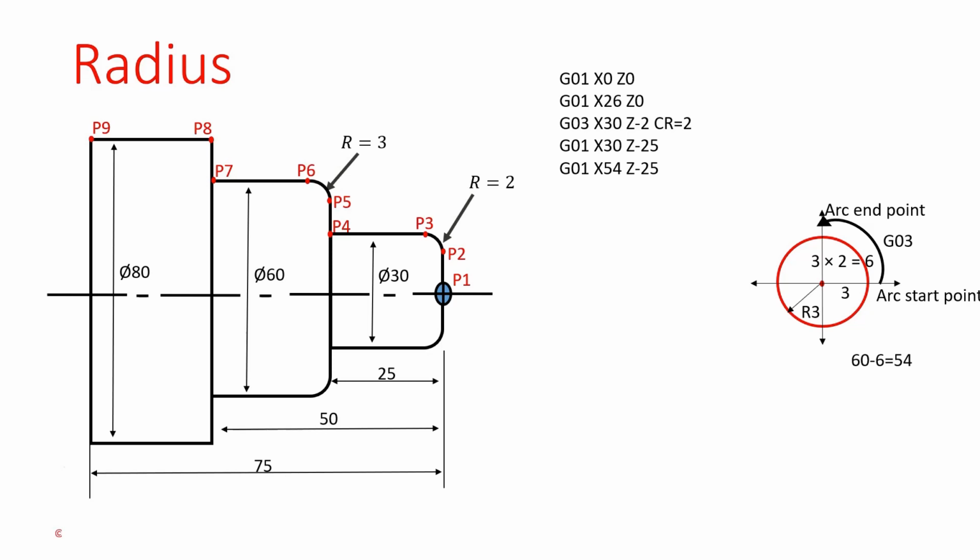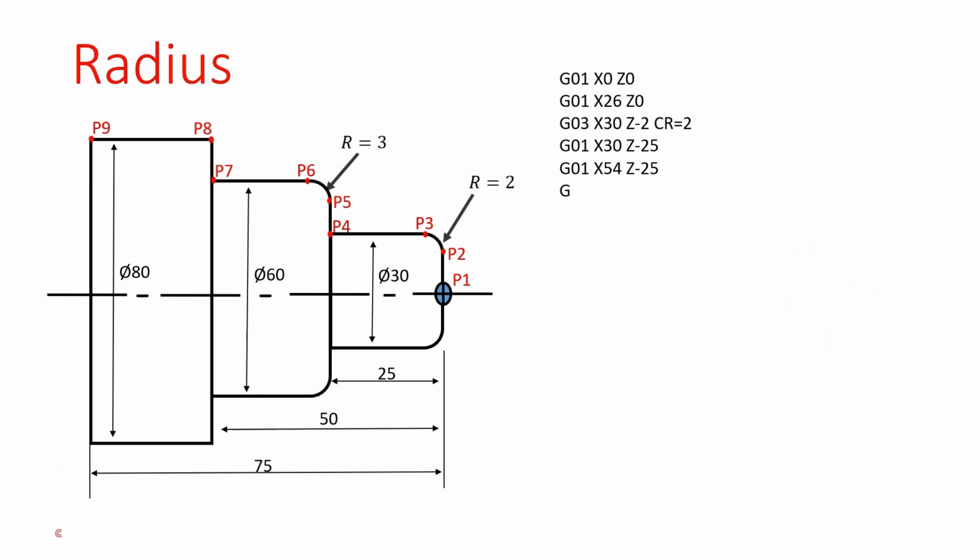The P6 point value is G03, X60, Z-28, CR equals 3. CR means circular radius. Our arc radius value is 3. Without radius values, we can't create arcs or circles. That's why I define the CR value.